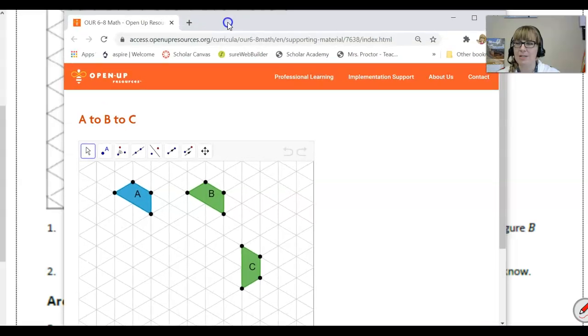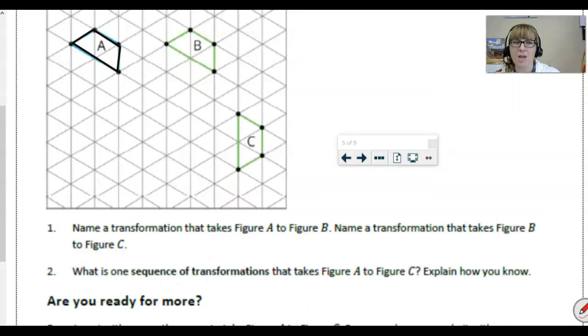Play around with that applet. How can we move figure A to B, then B to C? Pause the video as you figure this out. I will demonstrate how we can do this in just a few minutes. Pause the video.